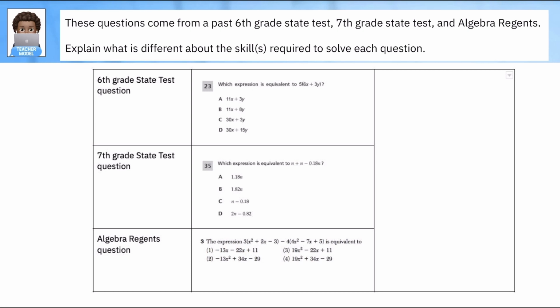And just looking, what do you see? What do you notice? So in 6th grade, you probably saw just something that looked like this one over here. So 5 times 6x plus 3y. And what you're noticing is by 6th grade, you could distribute. And you could tell whether or not something was a like term. That's how long these ideas have been going on in this practice.